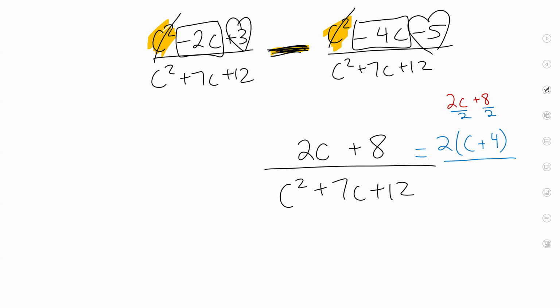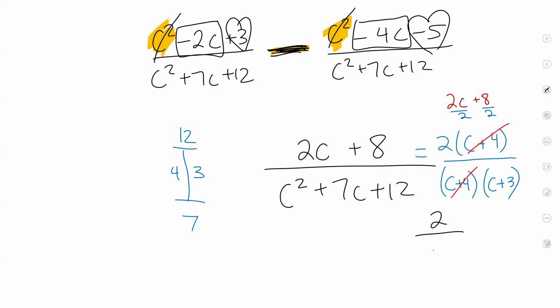Let's look at the denominator. I'm going to do an eye chart. Two numbers that multiply to 12 and add to 7 are 4 and 3. So I can write this as c plus 4 and c plus 3. You guys see what cancels out? c plus 4. So your final answer is you have 2 in the numerator, c plus 3 in the denominator. That is your final answer.